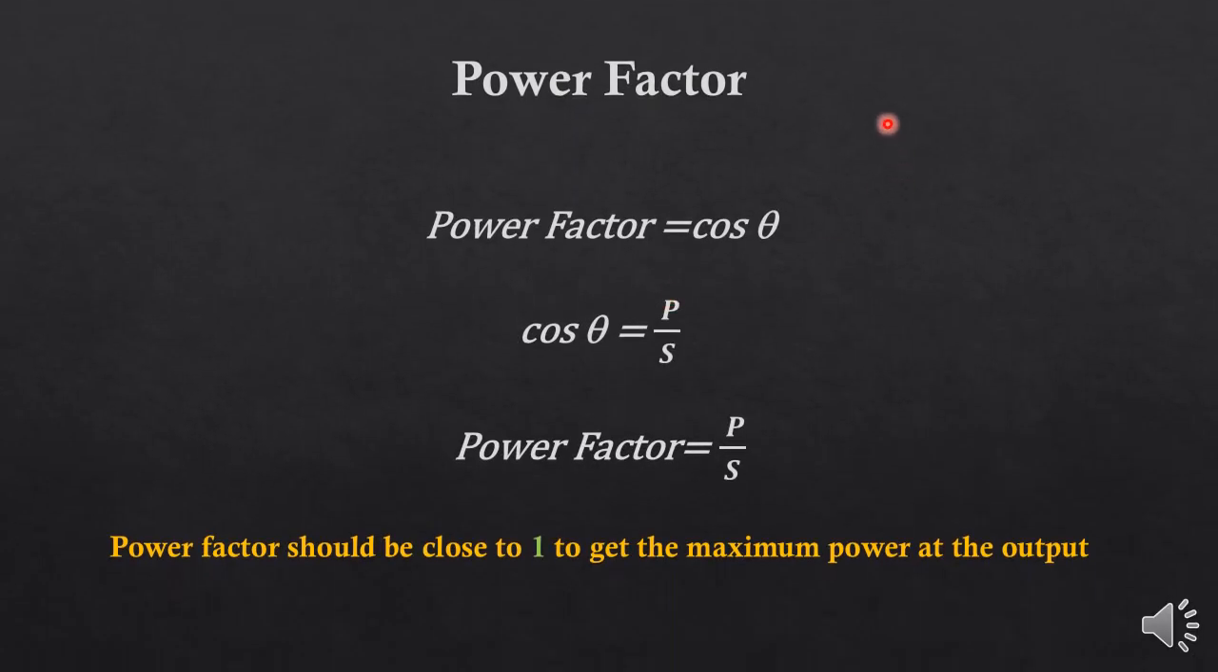These are some of the formulas that you are going to use in this lab. As you know that power factor is equal to cos theta. Cos of theta is equal to real power over apparent power, and this is known as the power factor. We expect the power factor to be as close to 1 to get the maximum power at the output. If the power factor is not close to 1, we try to improve the power factor so that the losses can be avoided and we have the maximum power at the output. So you can say if power factor is close to 1, we will have maximum power at the output.